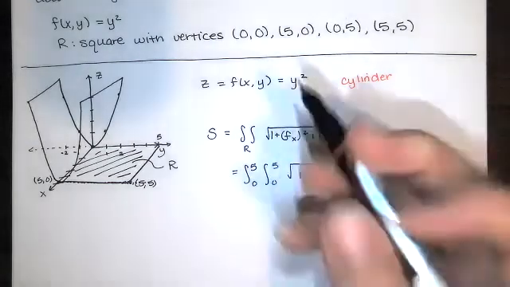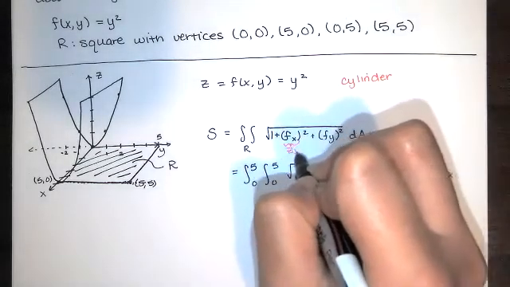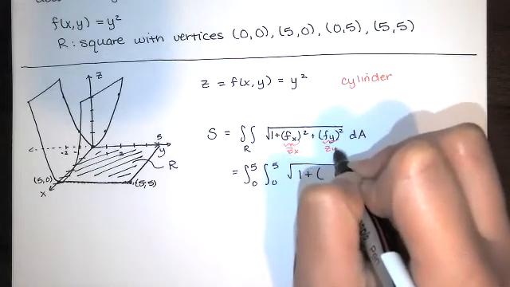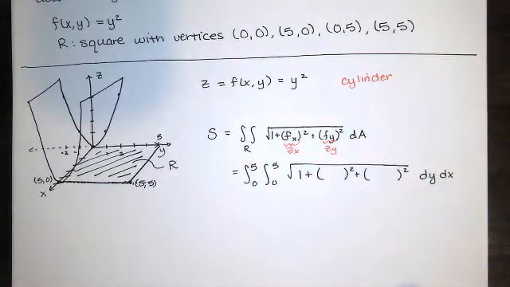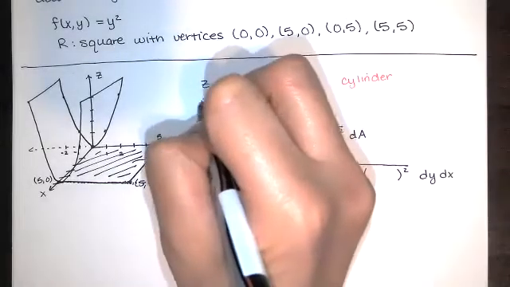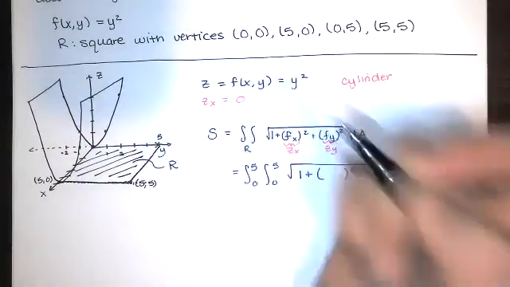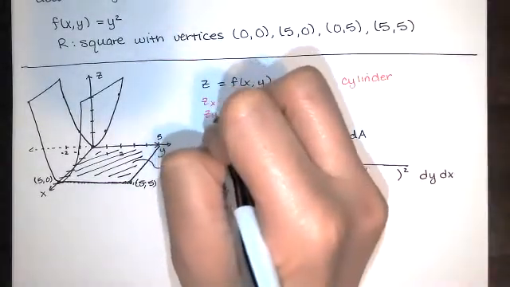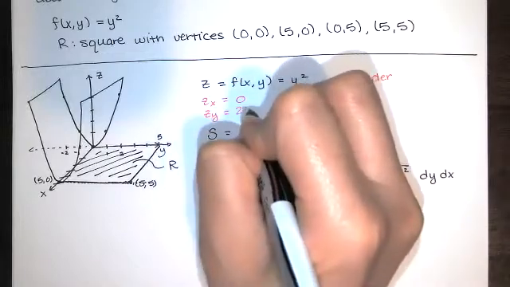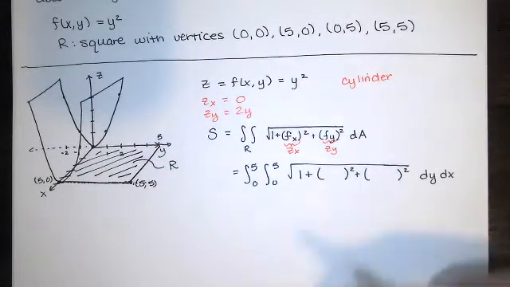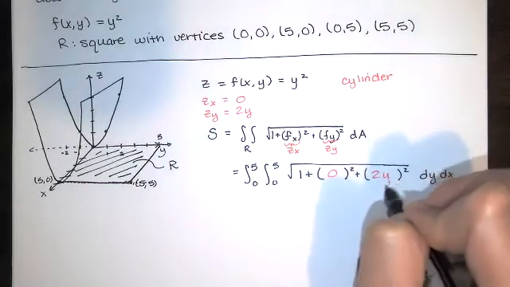You could call this the partial of z with respect to x if you wanted to, and you could do the same thing over here. Call that the partial of z with respect to y. It's the same thing because z and f are the same thing. And the partial of z with respect to x is 0 because there are no x's in that. The partial of z with respect to y is, of course, 2y by the power rule from Calculus 1. So you've got that right there.